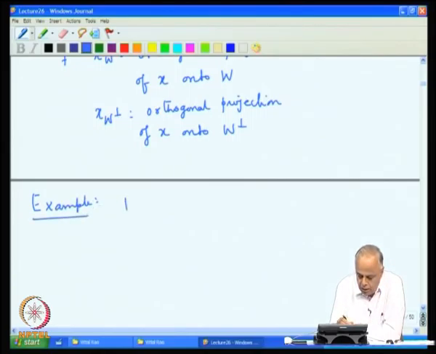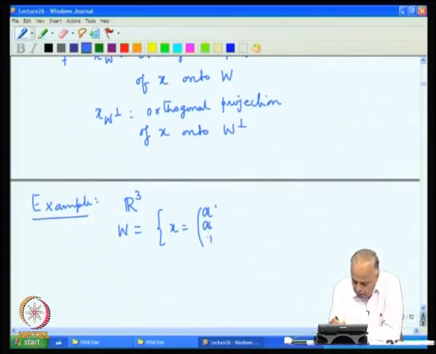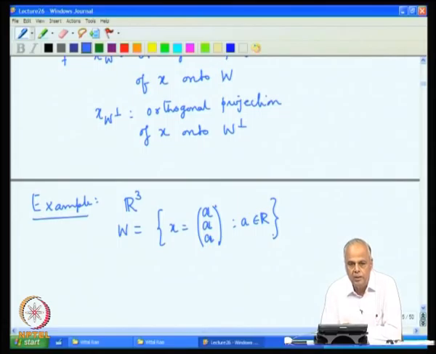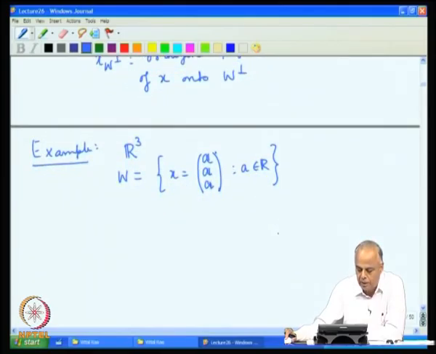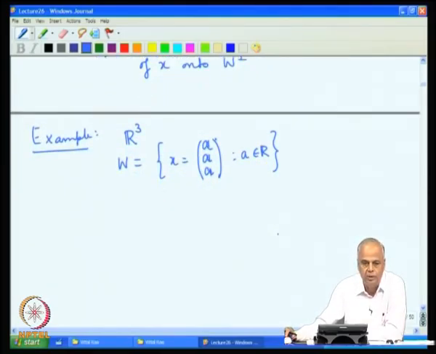Let us consider R3 and consider the subspace W, which consists of all vectors of the form (a, a, a), where a belongs to R. That is, it is the subspace consisting of all those vectors which have all components equal to each other. The first component is a, second component is a, and third component is a.